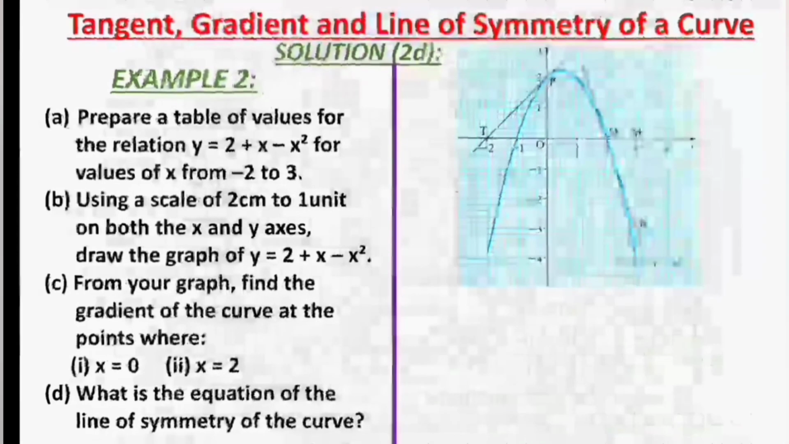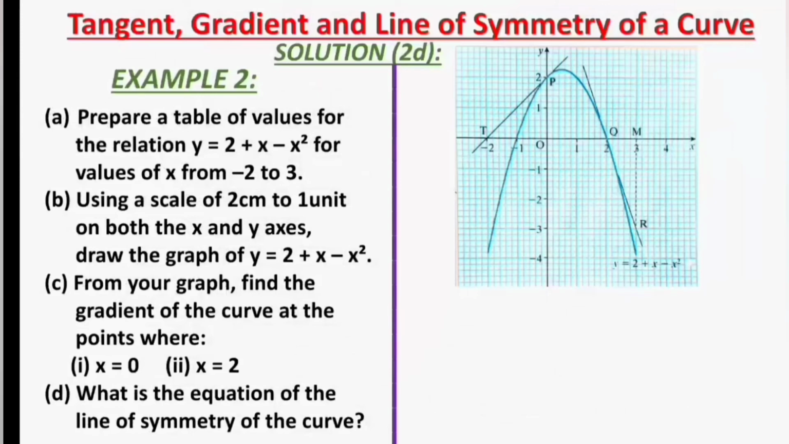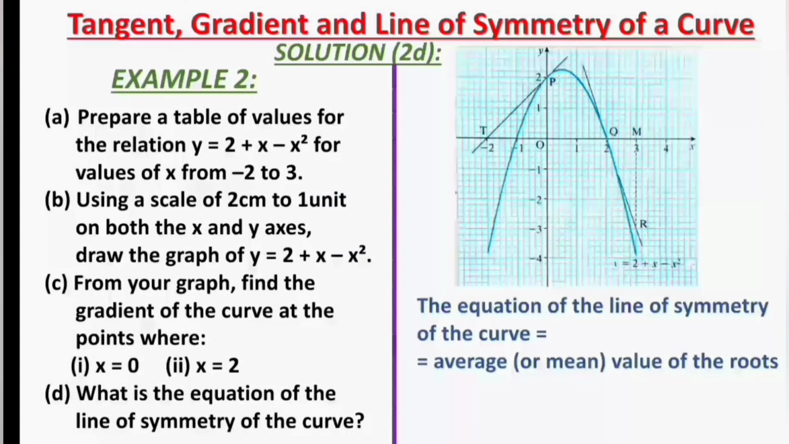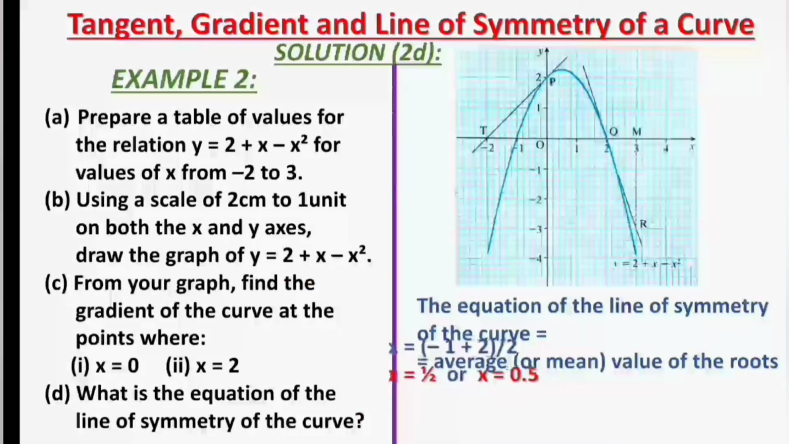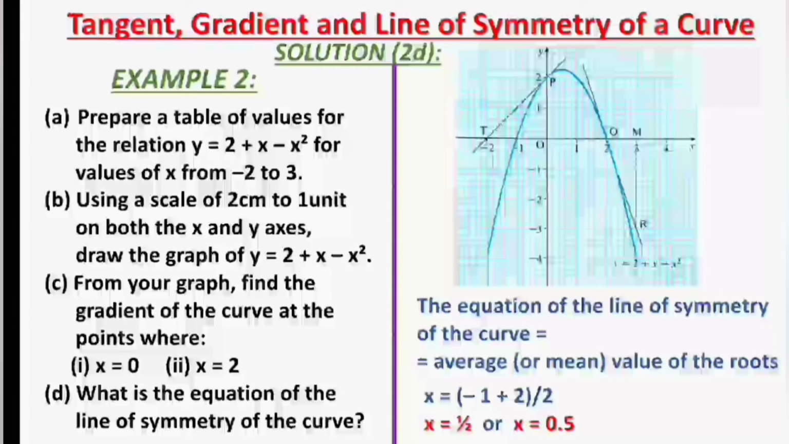Lastly, let's see the solution to question 2D. Let's know the equation of the line of symmetry of the curve. The equation of the line of symmetry of the curve is equal to the average or mean value of the roots. From your graph, you can see that the roots of the quadratic function are x is minus 1 and x is 2, because the curve crosses the x-axis at minus 1 and 2.